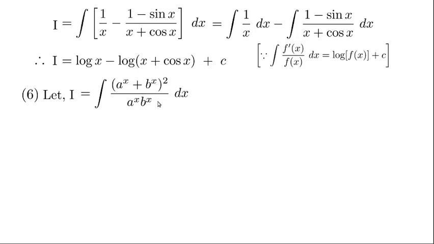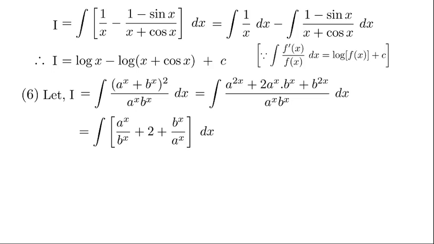A raised to x plus b raised to x whole square upon a to x b raised to x dx. First we expand the numerator. And now separately divide by the denominator. So every term is divided by a raised to x, b raised to x. So in the first part a raised to x cancels, it becomes a raised to x upon b raised to x, and here both the terms get cancelled, it becomes 2, and here it is b raised to x upon a raised to x. A raised to x upon b raised to x is nothing but a upon b whole raised to x. Similarly the last part also.